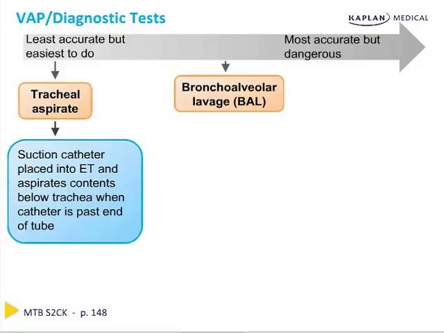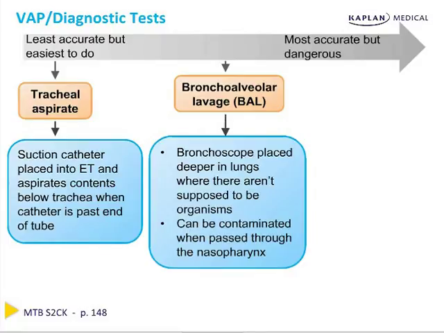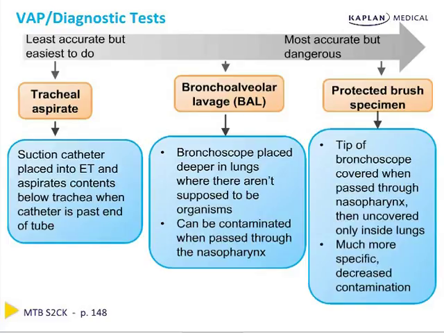Next, we have bronchoalveolar lavage, which requires bronchoscopy. The bronchoscope is placed deeper in the lungs where there are not supposed to be organisms. You're therefore going deeper than the ET tube goes. However, you can still contaminate the bronchoscope when you're passing it through the nasopharynx. The most accurate test would be a protected brush specimen. However, this is also the most dangerous. In this situation, the tip of the bronchoscope is covered when it's passed through the nasopharynx and then uncovered only once you're inside the lungs. This is much more specific and with decreased contamination.